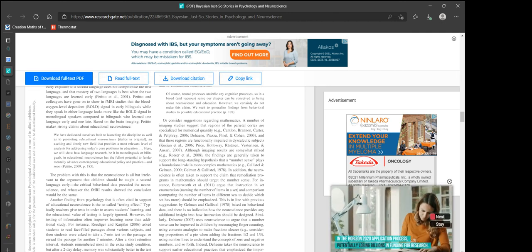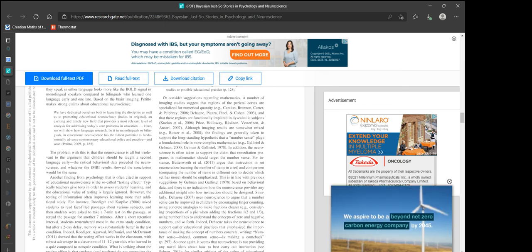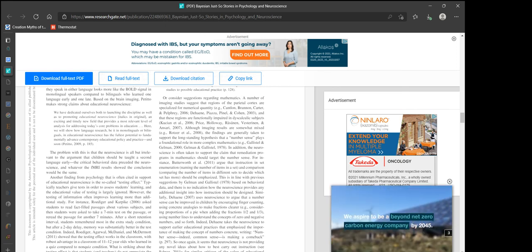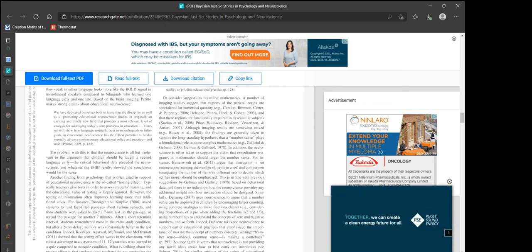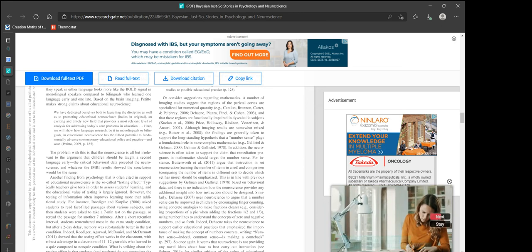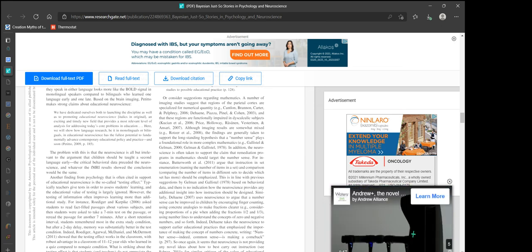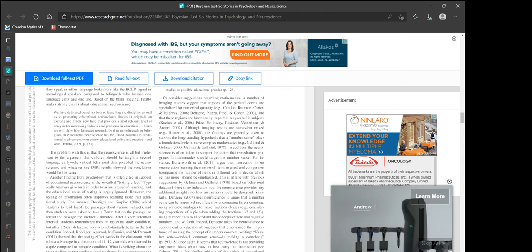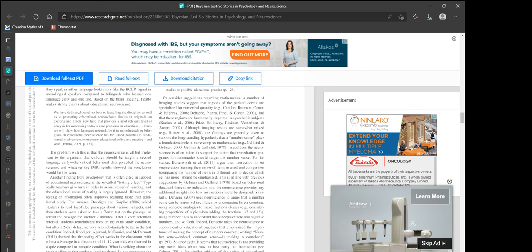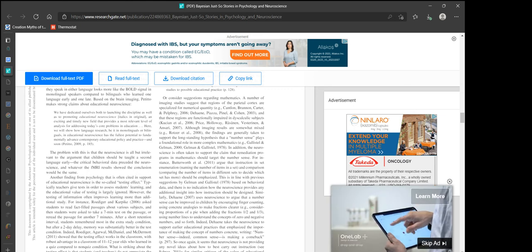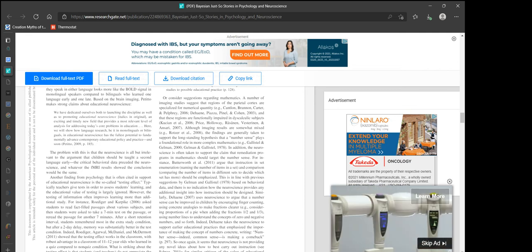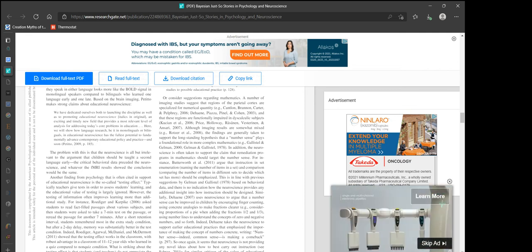Or consider suggestions regarding mathematics. A number of imaging studies suggest that regions of the parietal cortex are specialized for numerical quantity, and that these regions are functionally impaired in dyscalculic subjects. Although imaging results are somewhat mixed, the findings are generally taken to support the long-standing hypothesis that a number sense plays a foundational role in more complex mathematics.